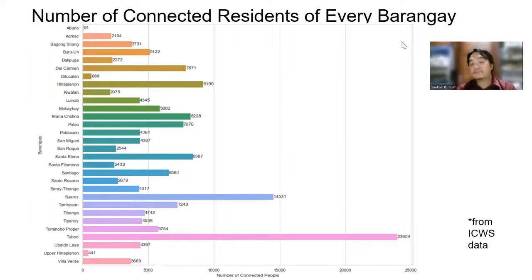The Tubod has 23,954, and the Upper Hinaplanon only has 441 connected residents. Again, these are not the total population of every barangay. A portion of the population in every barangay is connected to the ICWS. The others have their own home pumping stations, or personal pumping stations.